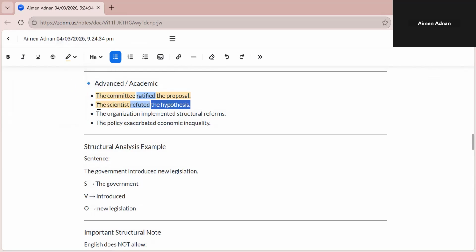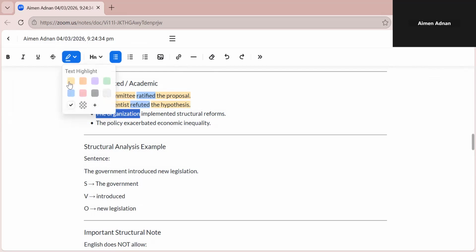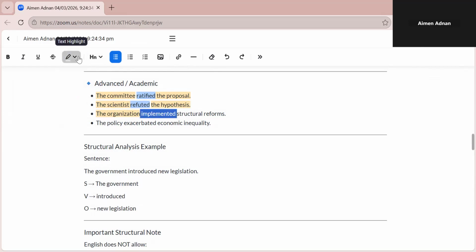Yes. And then another example is the organization implemented the structural reforms. So the organization is going to be the subject of the sentence, then implemented is again going to be the verb of the sentence, and the structural reforms is again the object of the sentence. Similarly, the last one, I would like you to do it yourself, and then I'll tell you. Yes, the policy exacerbated economic inequality. Yes, the policy is the subject, exacerbated is the verb of the sentence, and economic inequality is actually the object of the sentence.